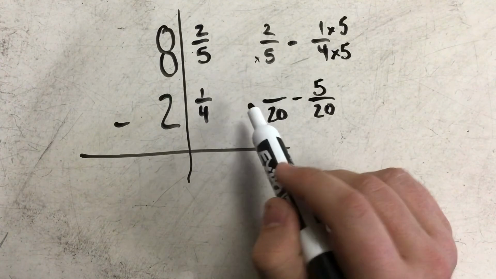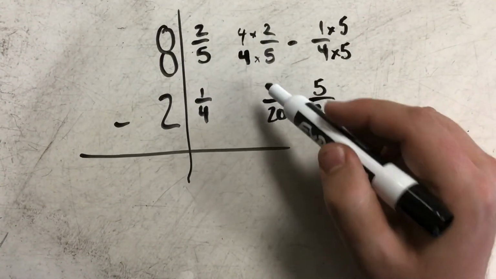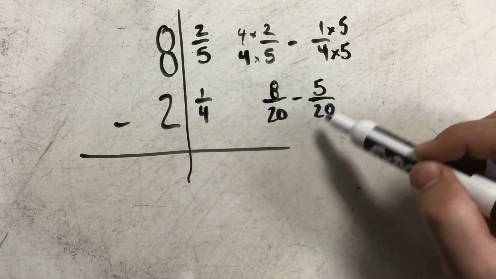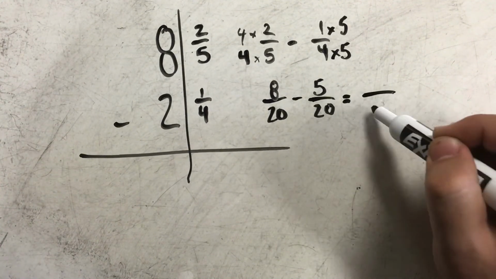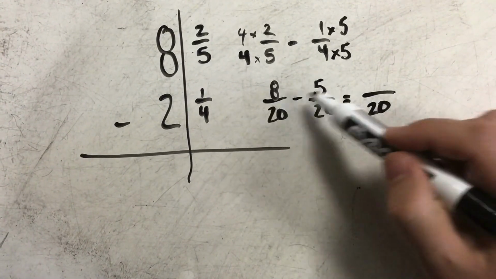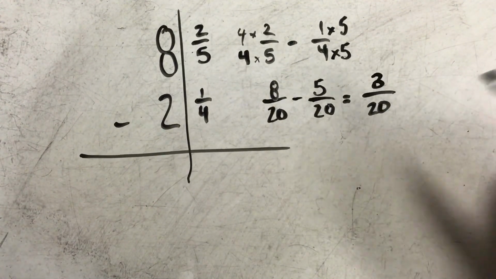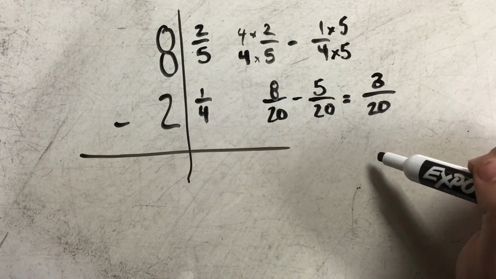And from 5 to 20, I multiplied by 4. So I'm going to multiply my numerator over here by 4, and that leaves me 8. So now I have, again, common denominators that I can subtract. My denominators stay the same, and all I'm really subtracting is my numerator, which is 8 minus 5, which is 3. 3/20 is already in simplest form. I do not need to reduce it any further.